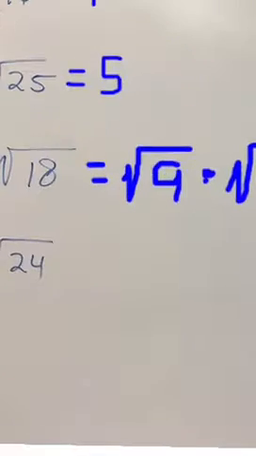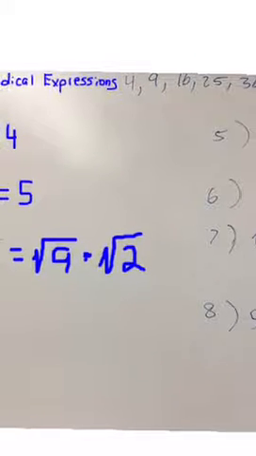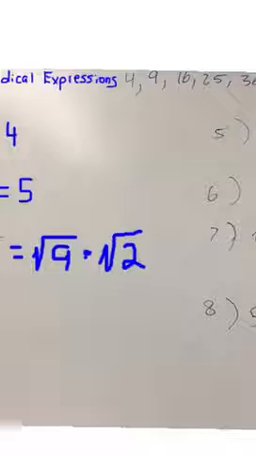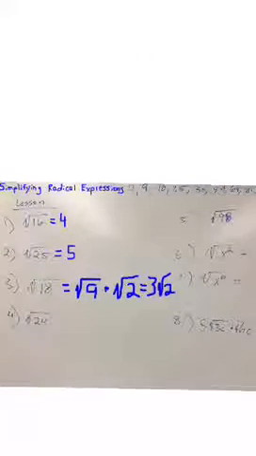Well, we can do the square root of 9. Correct? Square root of 9, we've got that. Square root of 9 is 3. So this is going to equal 3 times the square root of 2. And now that one's done. We simplified it. How good for us, right?